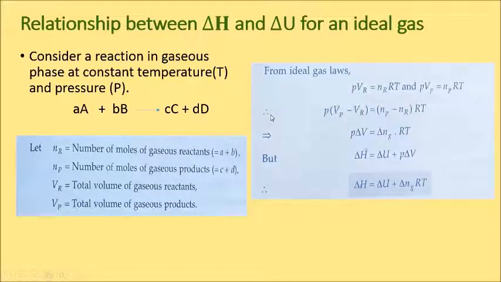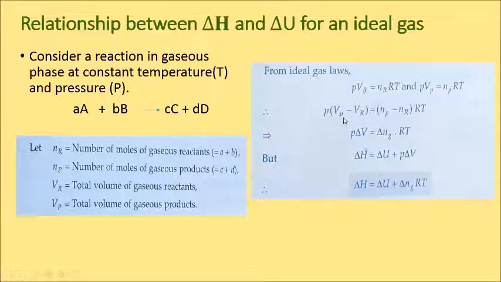Now we know the ideal gas law. What is the ideal gas law? That is PV is equal to nRT. So for the reactant side and the product side, we can get the equation. How can we write? PVR is equal to nRRT for the reactant part. For the product side, we will write PVP is equal to nPRT. Taking the P terms common, we will write P(VP minus VR) is equal to (nP minus nR)RT.